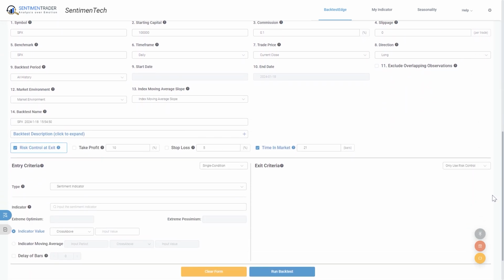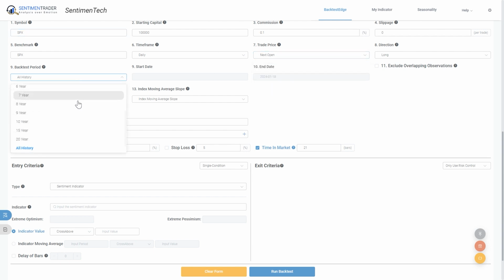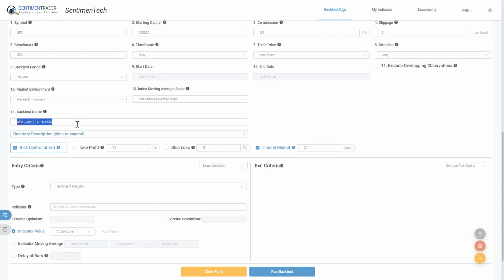Let's get started by selecting SPX as our symbol. Then, to make the test more realistic for real-time trading, change the trade price to next open and change the backtest period to 20-year. This means we will long SPX at the opening price of the next day over the past 20 years when the entry conditions are met. After that, you have the option to either customize the name of your backtest or keep the default one provided.